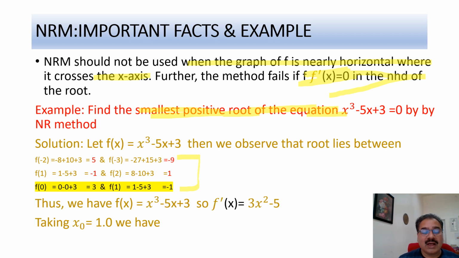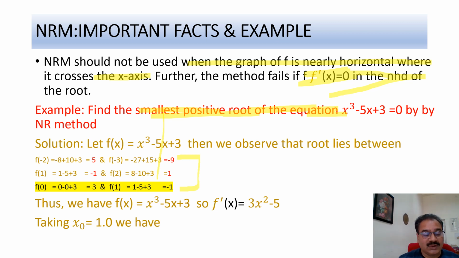But the question asked for the smallest positive root. It means that is between 0 and 1. So you have to choose only this interval, 0 to 1. Therefore, we have f(x) is equal to x cube minus 5x plus 3, so f dash x is 3x square minus 5.